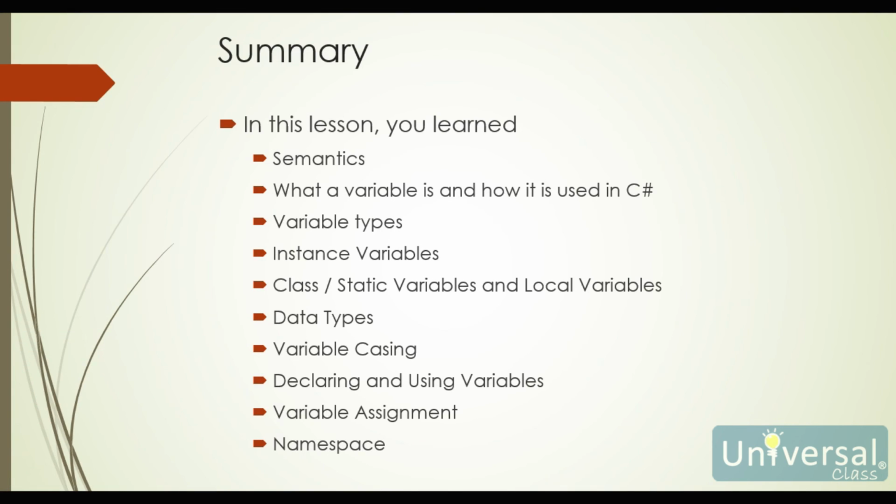In this lesson, you learned about the semantics of C#, what a variable is and how it is used in C#. You learned about some of the types of variables that we can use. You learned that an instance name is just simply giving a name to every object that we create. That we have class, static, and local variables. You learned about the data types that we can use for our variables. You learned about the variable casing, such as lower camel case, upper camel case, and then all caps for constants and read-onlys. How to declare and use a variable, how to provide initial assignment to a variable, and then also what the namespace is.